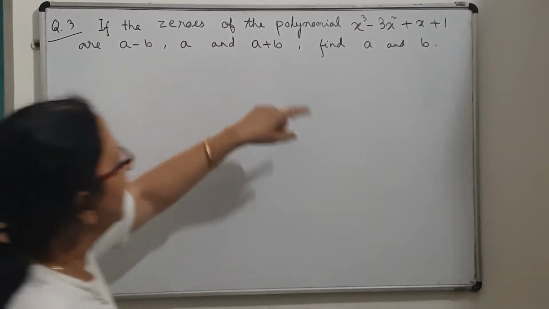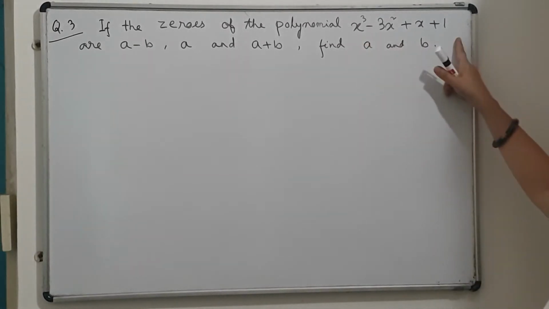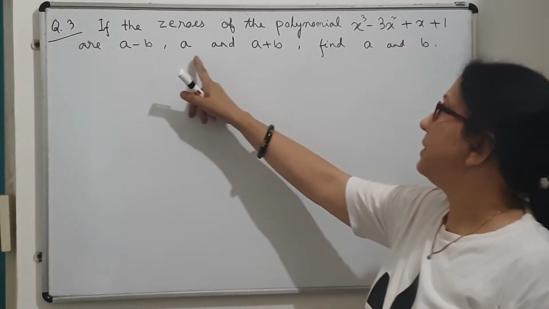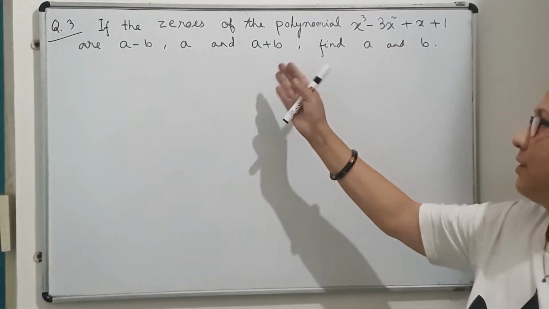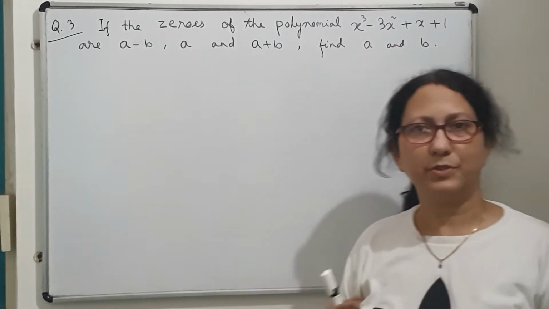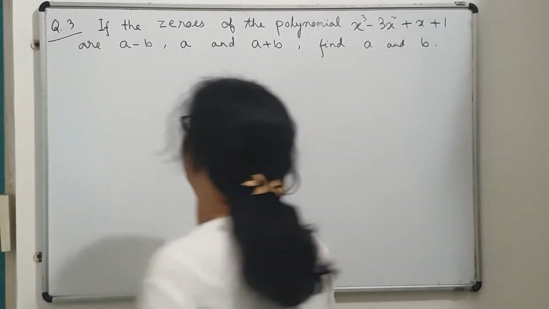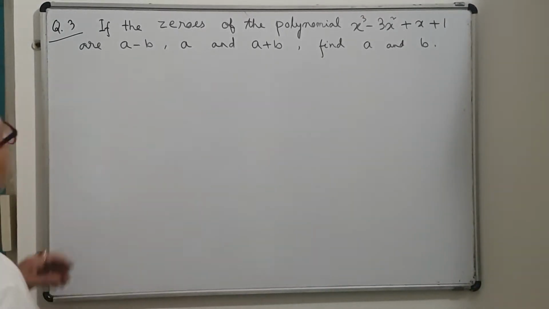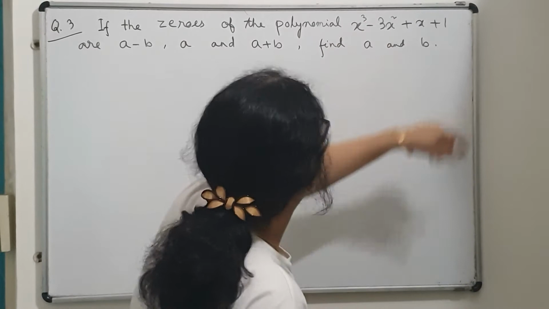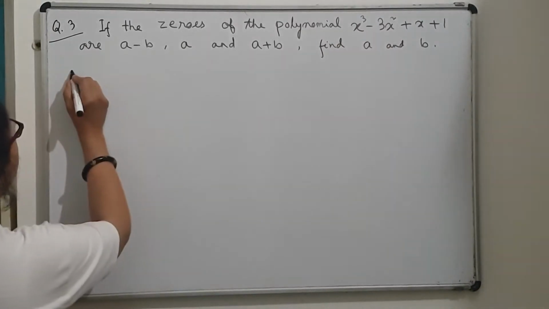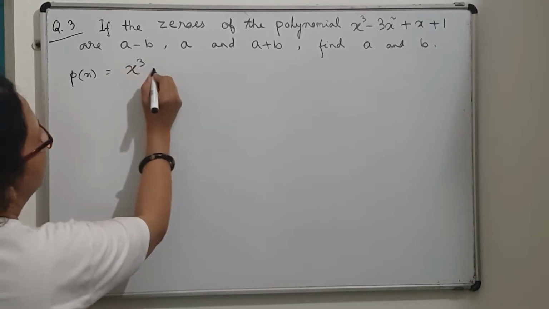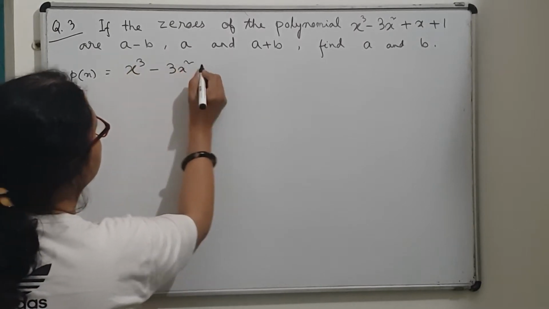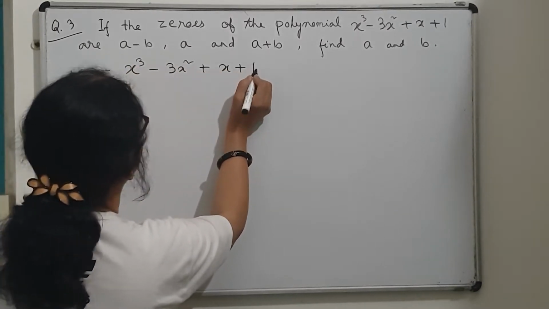If the zeros of the polynomial are a minus b, a and a plus b, find the values of a and b. This is the question. So here also I will be using the relationship between zeros and coefficients. So let me first take the polynomial p(x), 3x cube minus 3x square plus x plus 1.